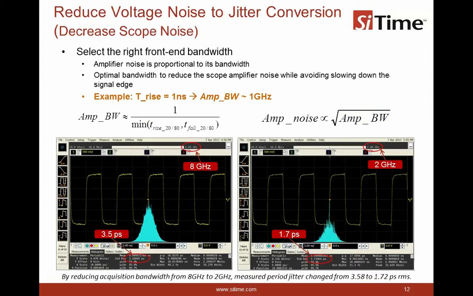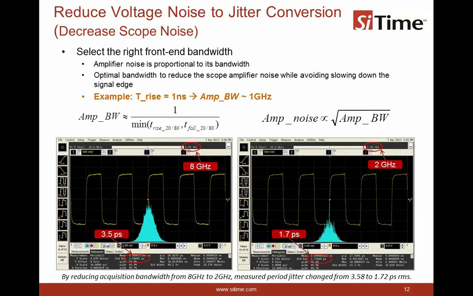Let's see the effect. Here we have an example. Typically, we recommend setting the scope bandwidth to somewhere around 1 over the 20-80 rise time of the signal. So if the rise time of the signal is 1 nanosecond, you would want to set up the scope at around 1 gigahertz, because at that point you can see the edge without much impact from the scope, but you minimize the effect of the noise of the input amplifier. The higher the bandwidth of that amplifier is, the more noise goes through it. So you don't want to have too much bandwidth in an amplifier if you don't need it.